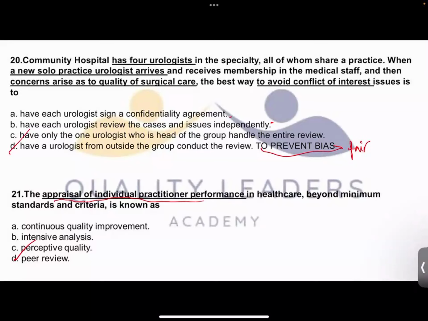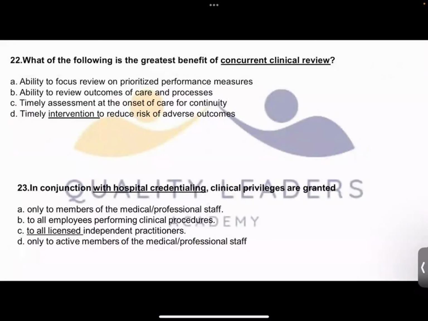Okay, for letter A, this is wrong because it focuses on system-wide improvements, not individual practitioner performance. While letter B, intensive analysis, is not a standard term used for practitioner evaluation. And letter C is not a recognized concept in healthcare evaluation. So letter D is the answer. Appraisal of individual practitioner performance is done through peer review.